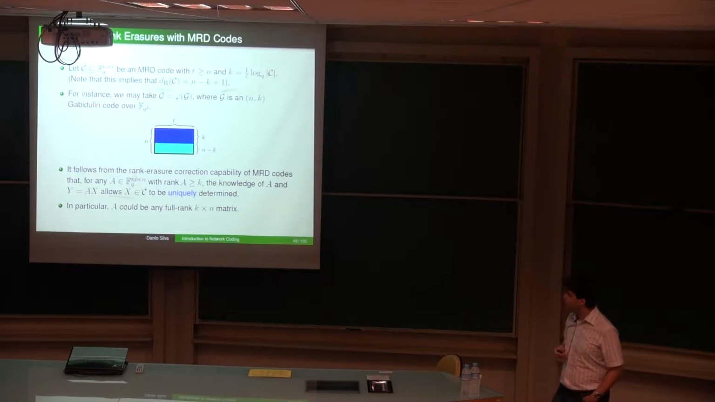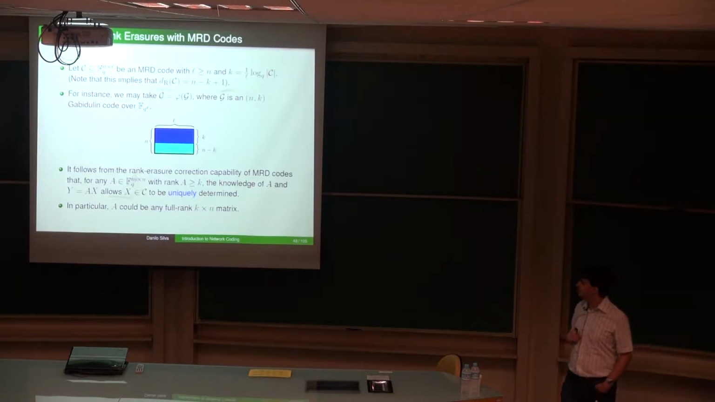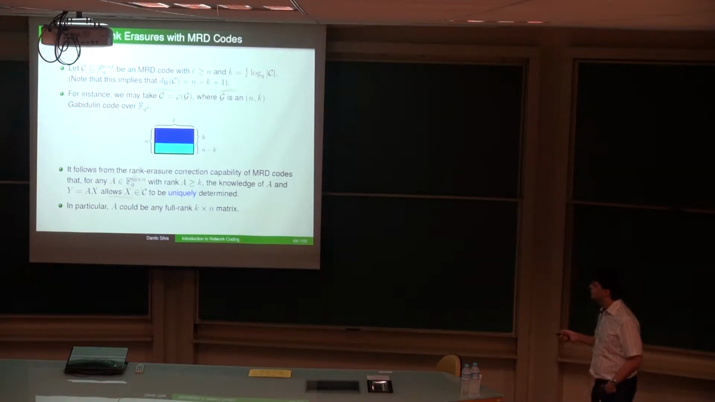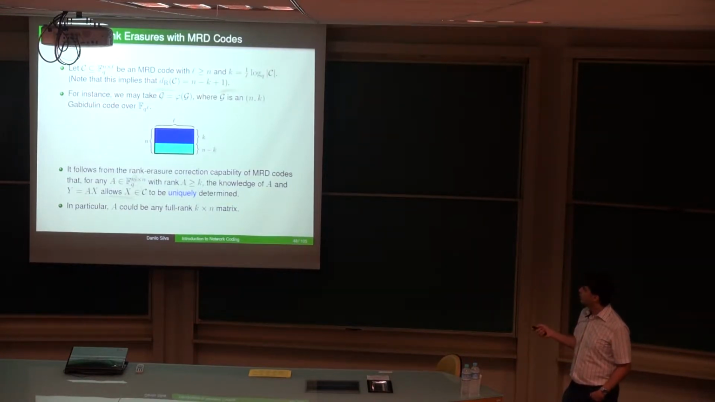Another useful observation, which comes from the result that MRD codes are optimal for the coherent rank erasure channel, is that these codes are able to correct rank deficiency. So if you're able to communicate under matrix multiplication with a matrix that is rank deficient. Suppose you take a Gabidulin code, or an MRD code in general, with rate k over n.